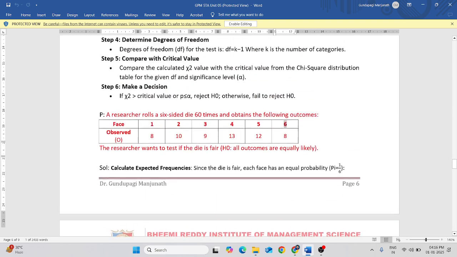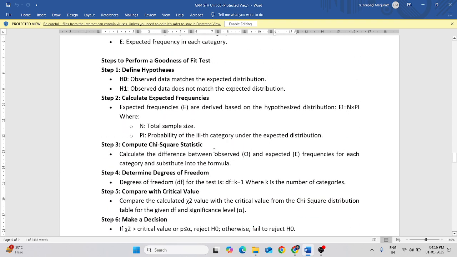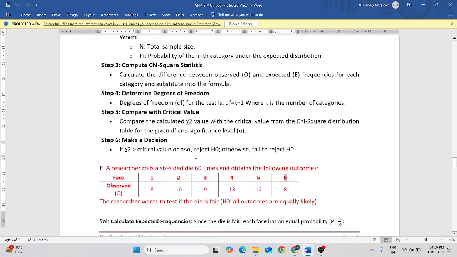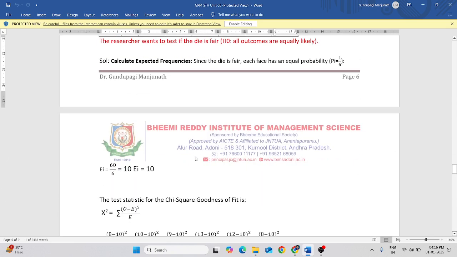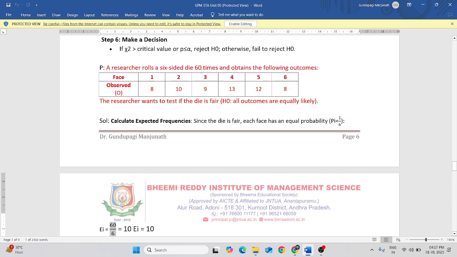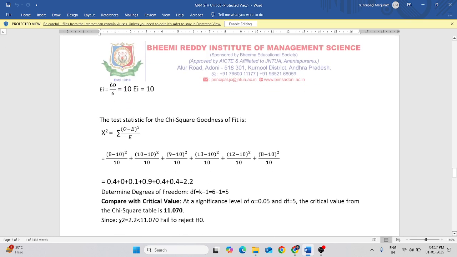So Ei equals n into Pi. What is n? The total sample size. Here we get 60, because the researcher rolls a 6-sided die 60 times. So we are considering 60 divided by 6, that is, the expected value will be 10. So Ei will be 10.